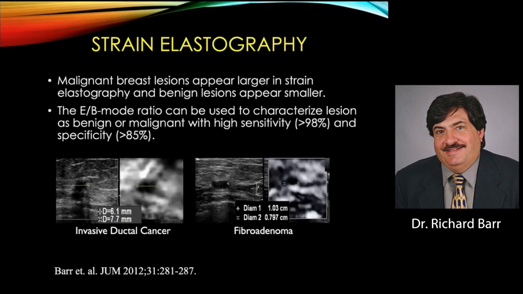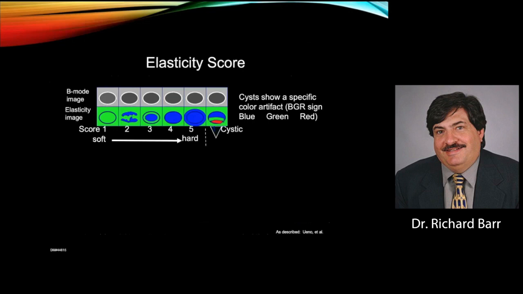So if you look at the image on the left, that lesion is 6 millimeters on B mode, and it becomes almost 8 millimeters on elastography. So it has a ratio of greater than 1 and is an invasive ductal cancer. The image on the right measures 10 millimeters on B mode and only 8 millimeters on elastography. So it's less than 1, and it was a benign fibroadenoma.